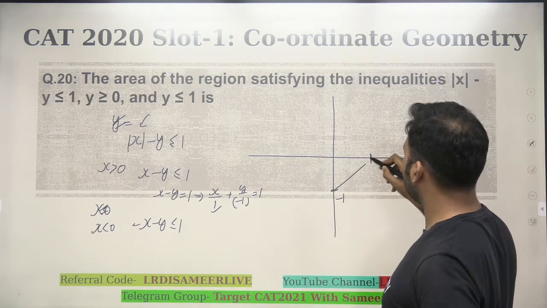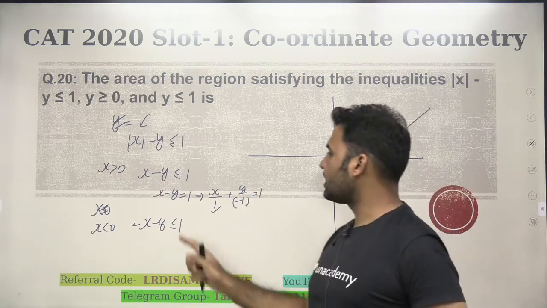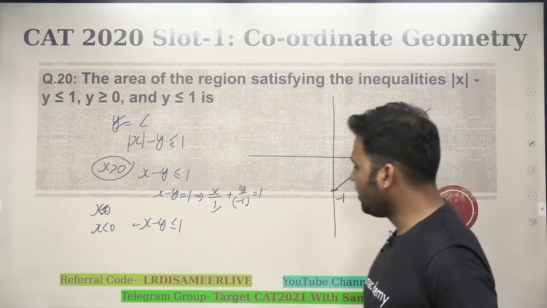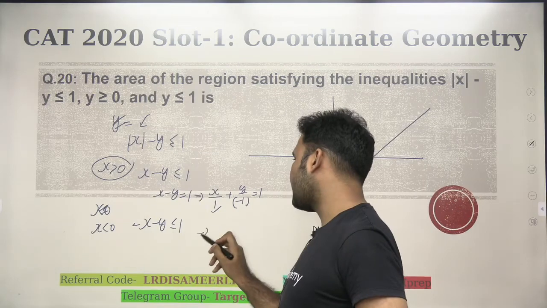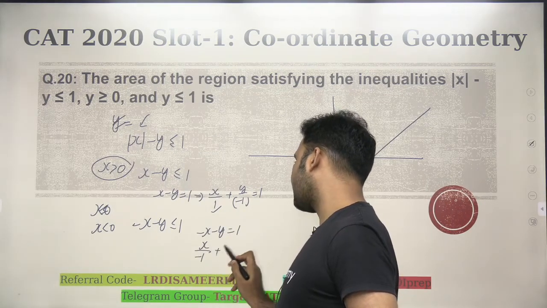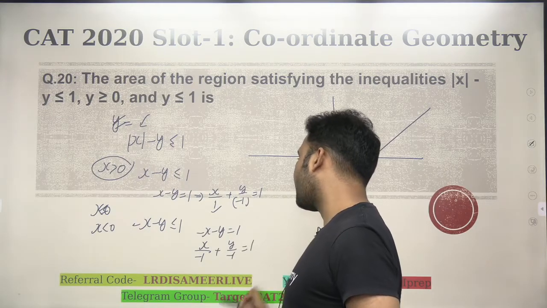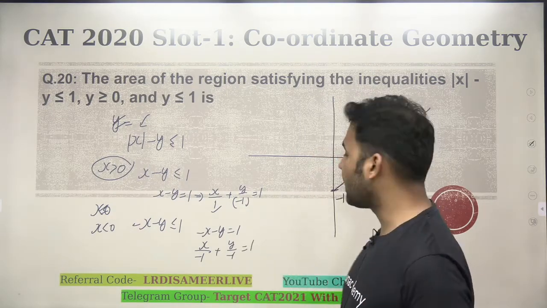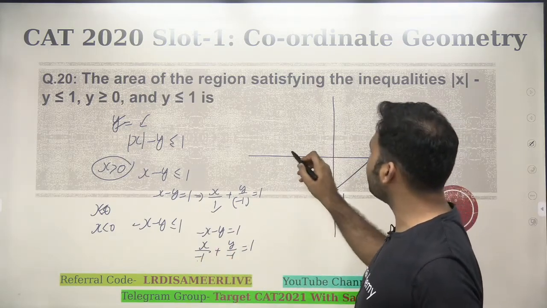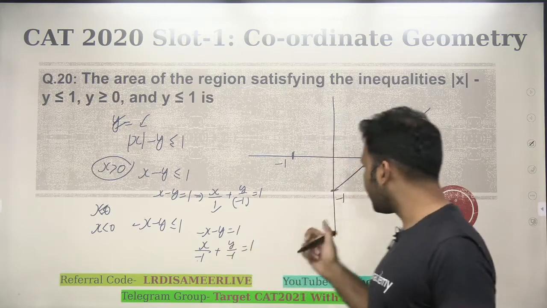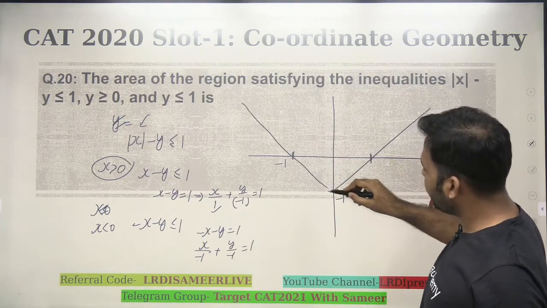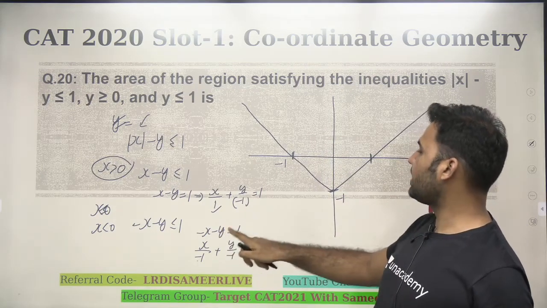So this is the graph of x minus y is equal to 1 for x greater than 0. And if you look at this equation, minus x minus y equal to 1 is x upon minus 1 plus y upon minus 1 equal to 1. This is the intercept form of a line. That tells us that on x-axis I have an intercept of minus 1. On y-axis I have an intercept of minus 1. So this is the graph of this, minus x minus y is equal to 1.